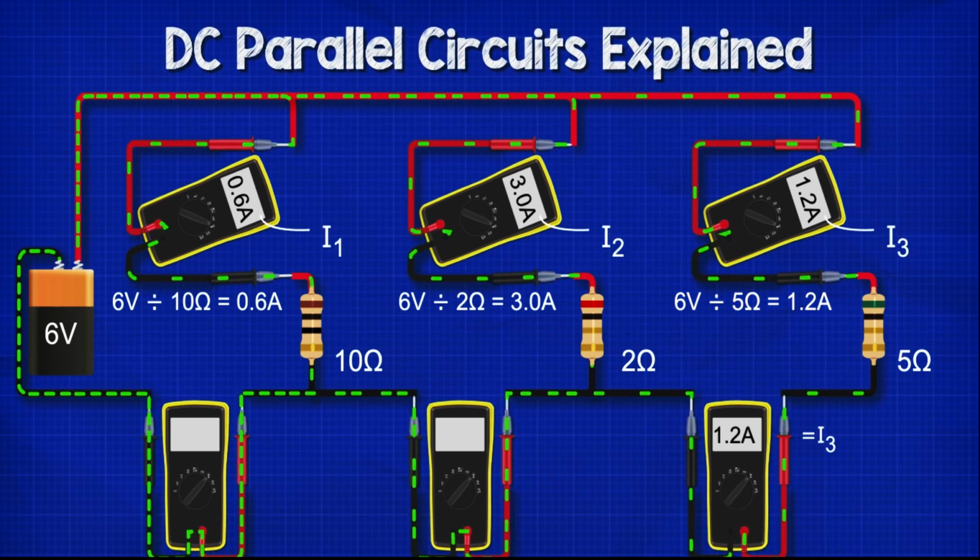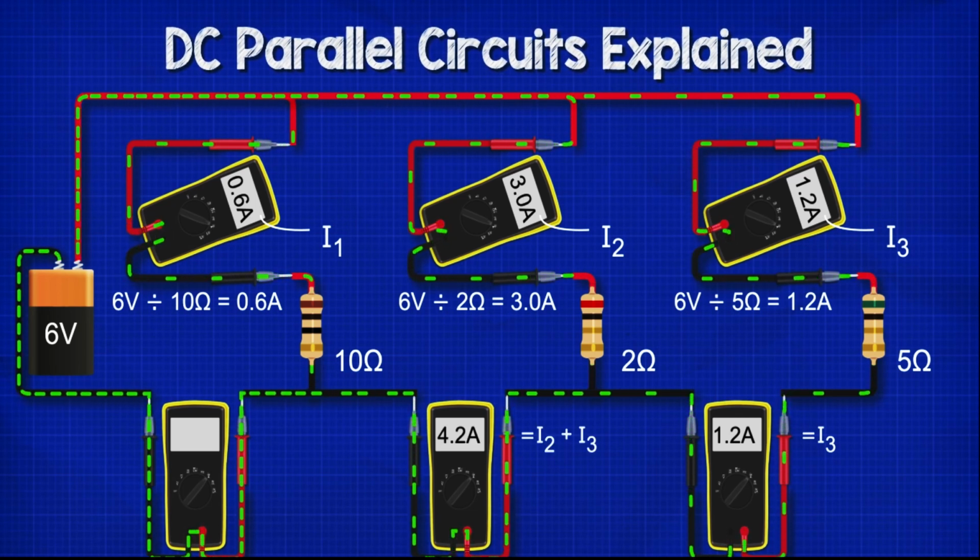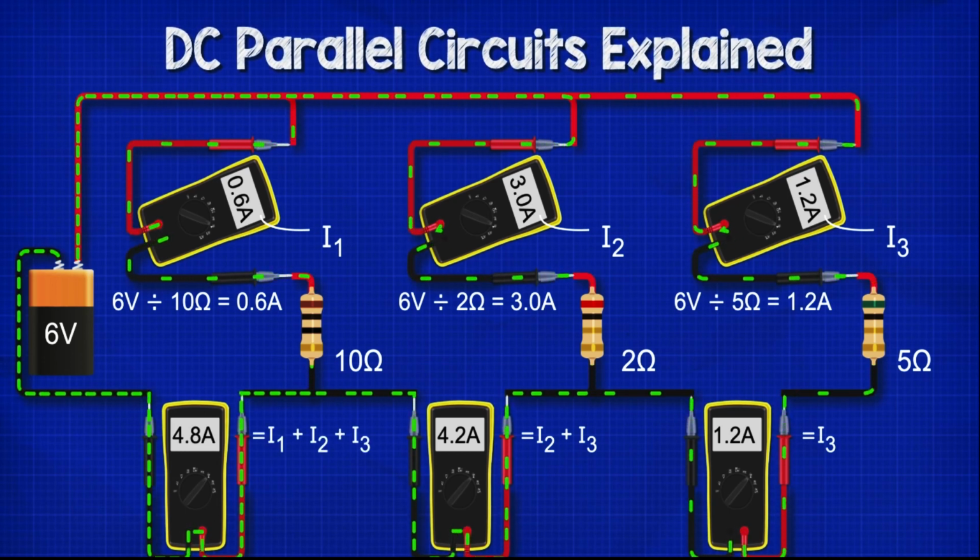So the current in this part will be 1.2 amps because there's only the current from the single resistor. The current in this wire will be 4.2 amps because there's the current of resistor 2 and 3 passing through it. The current here is the total current, which is 4.8 because of the current in all 3 branches flowing through it.